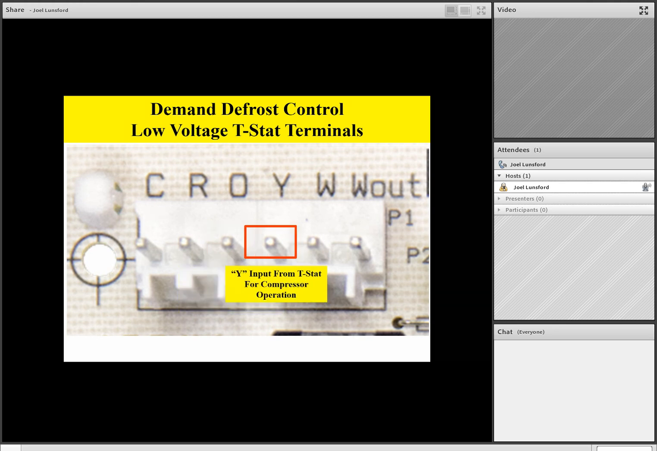Y terminal is an input from the thermostat demanding or calling for compressor operation. So Y, typically a yellow wire on the outdoor unit, is going to be for compressor operation.